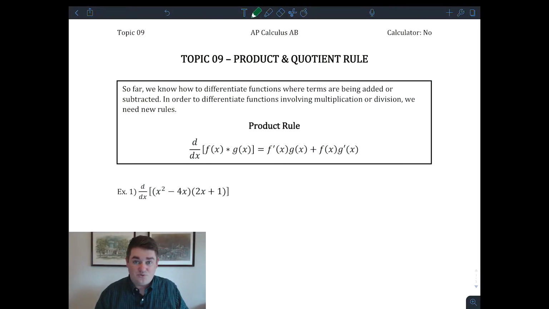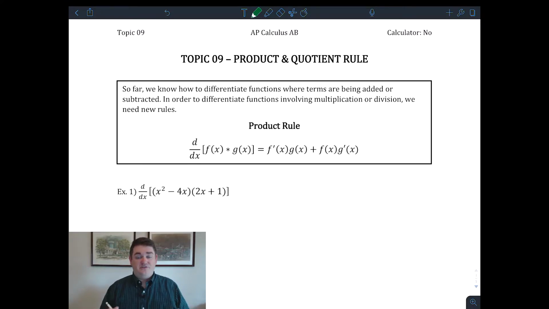Hey, welcome back. Up to this point, we have derivative rules that allow us to take the derivative of polynomials, exponentials, logarithms, trig functions, but only if they're being added or subtracted as independent terms. If they're being multiplied or divided, we need new derivative rules, and that's where the product and the quotient rule come into play. Let's start things off with the product rule.